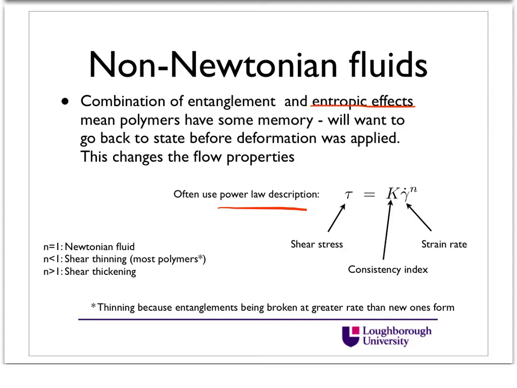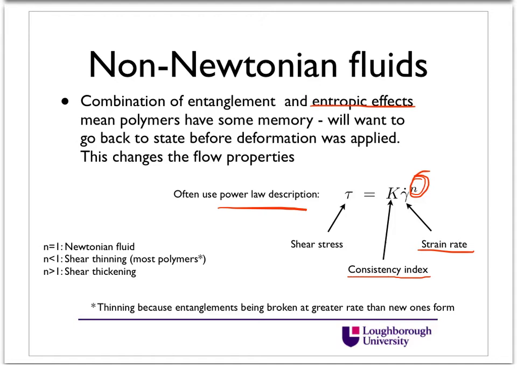So we have a relationship of this form. We have the shear stress set up within the material is again proportional to the strain rate in the material, but the strain rate is now raised to some power, n, and the viscosity term is replaced by something that's known as the consistency index. Now the exponent term n gives a variety of different behaviours depending on the value of n. When n is equal to 1, we get back to the Newtonian fluid description.